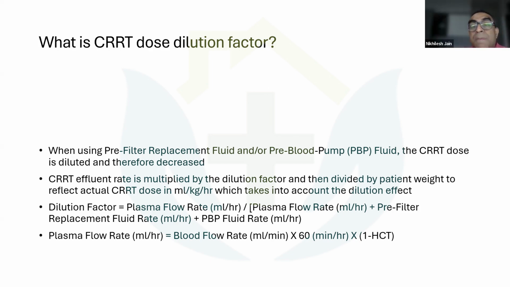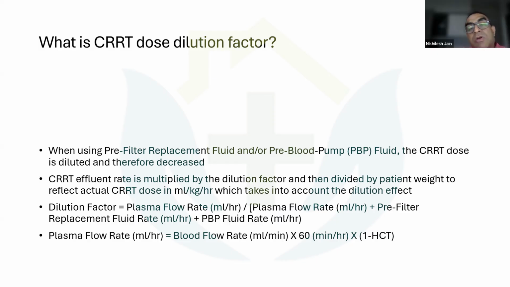Whenever you are using a pre-filter replacement fluid and/or a pre-blood pump fluid, that is a PBP fluid, the CRRT dose is diluted and is therefore decreased. So the CRRT effluent rate is multiplied by the dilution factor and then divided by patient weight to reflect the actual CRRT dose in mL per kg per hour. It takes into account the dilution that happens because you are using a pre-filter replacement fluid or a pre-blood pump fluid.